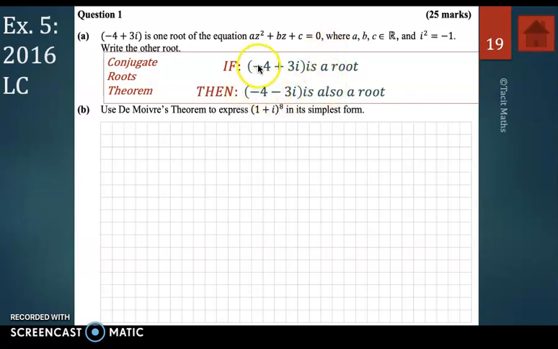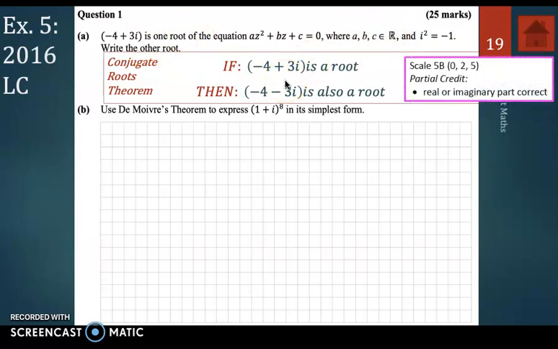So the conjugate of this. The roots of a complex quadratic are always the conjugate of each other, as long as a, b, and c are real numbers. We'll talk a bit more about that later, but that's 5 marks there for absolutely nothing. As I said, ordinary level question.